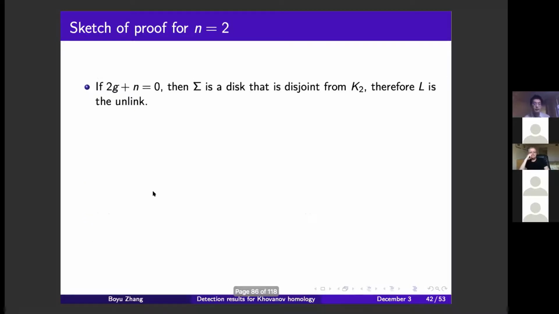So now we discuss 2 cases. In the first case, if 2g plus n equals 0, then that means g equals 0 and n equals 0. So sigma is a disk and it's disjoint from K2. And therefore, the link L is just obtained by a disjoint union of K1 and K2. And because we know that K1 and K2 are both unknots, that implies that L is the unlink.